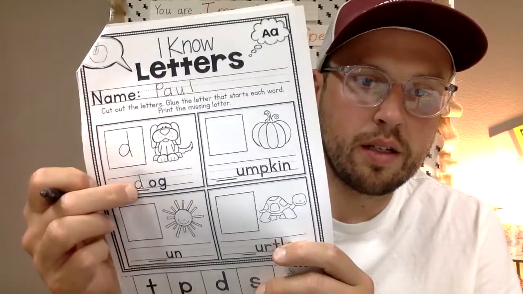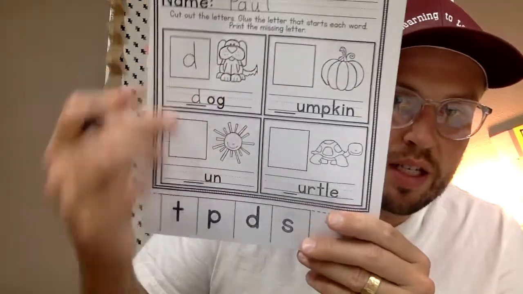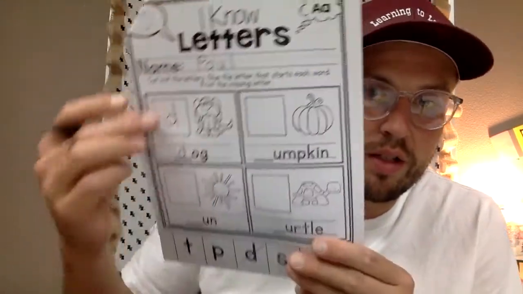Okay, so the picture is a dog. Dog starts with a D. D, D, D. What makes the D sound? D. The letter D. Okay. D, dog. Now, if you've used the letter D and you wrote it here, just go ahead and cross it off down at the bottom. Okay? Now you know you've used it. Go to the next one.